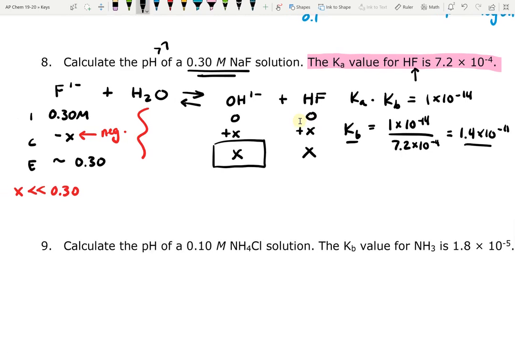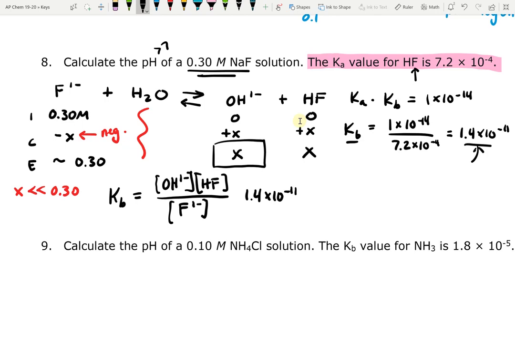And if we think about our Kb expression, Kb is going to be, according to this reaction, our OH concentration times our HF concentration, our products, over our fluoride ion concentration, and water, of course, being left out. Now, what of that do we know? We know enough of it to solve. Our Kb value is 1.4 times 10 to the negative 11. We just figured that out over here. Our OH value is x, as is our HF value, x. So on the top I have x squared, and on the bottom I have a fluoride concentration of 0.30.